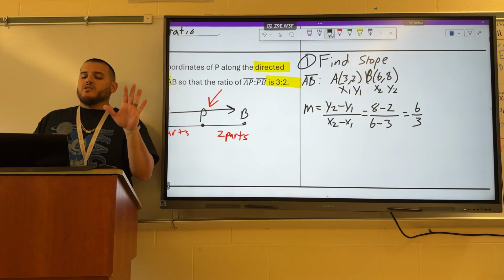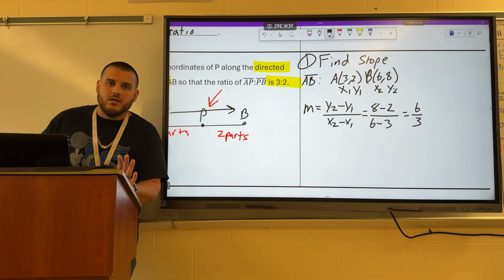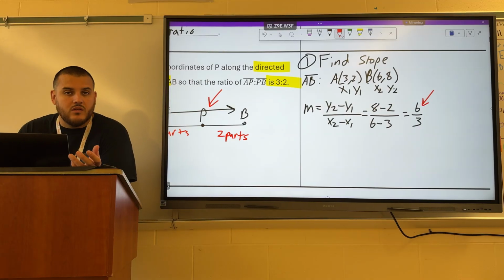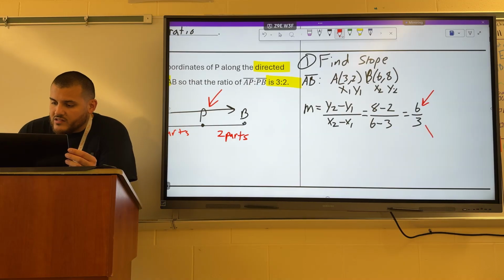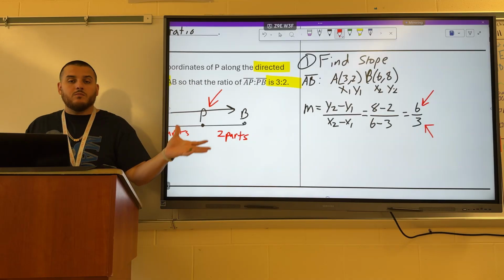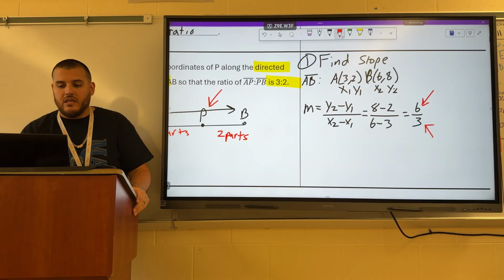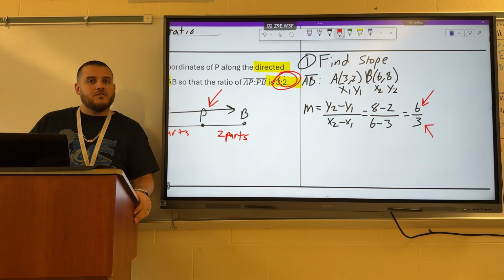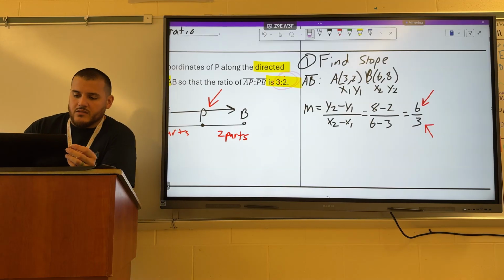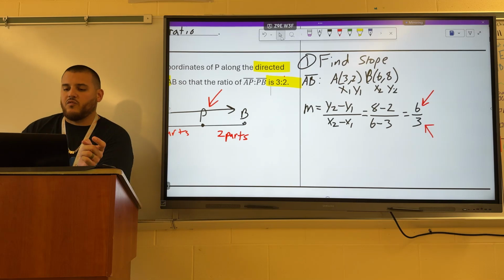We're leaving this, not simplifying it. 6 over 3. So again, this tells us how far apart our points are on the segment. The y coordinates are 6 units apart. The x coordinates are 3 units apart. The point that we're trying to find is going to be splitting these distances into a ratio of 3:2. Okay? So we have to know now what that ratio means in terms of the distance from A to B.